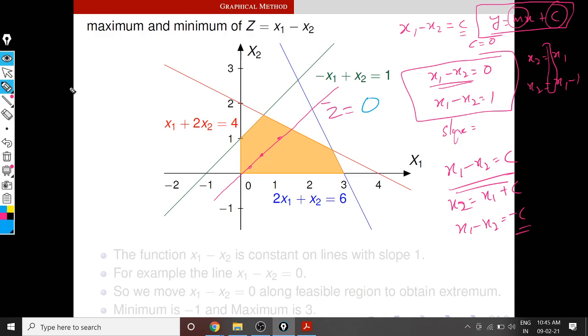That's the idea. If you choose another straight line, suppose you take a straight line like this, and suppose this point is 2, then what is the equation of the straight line?